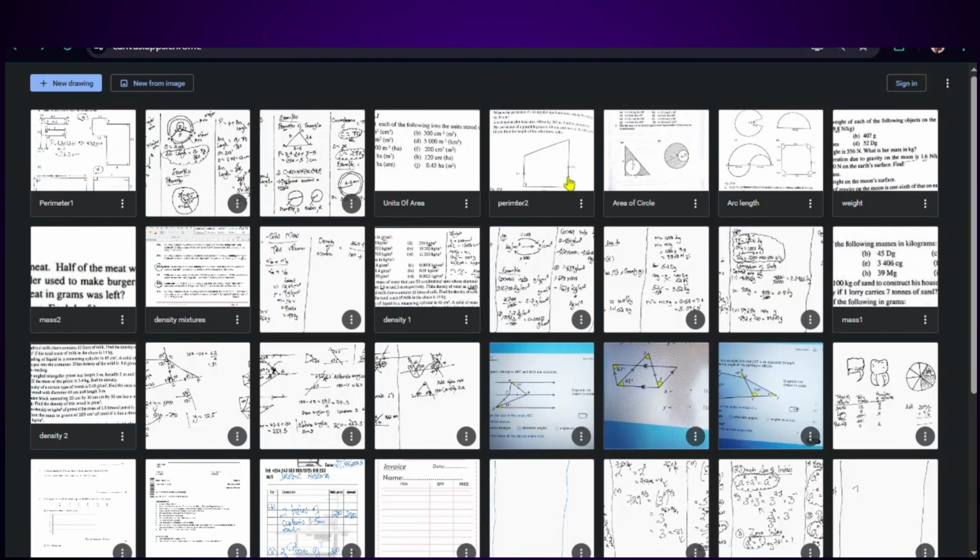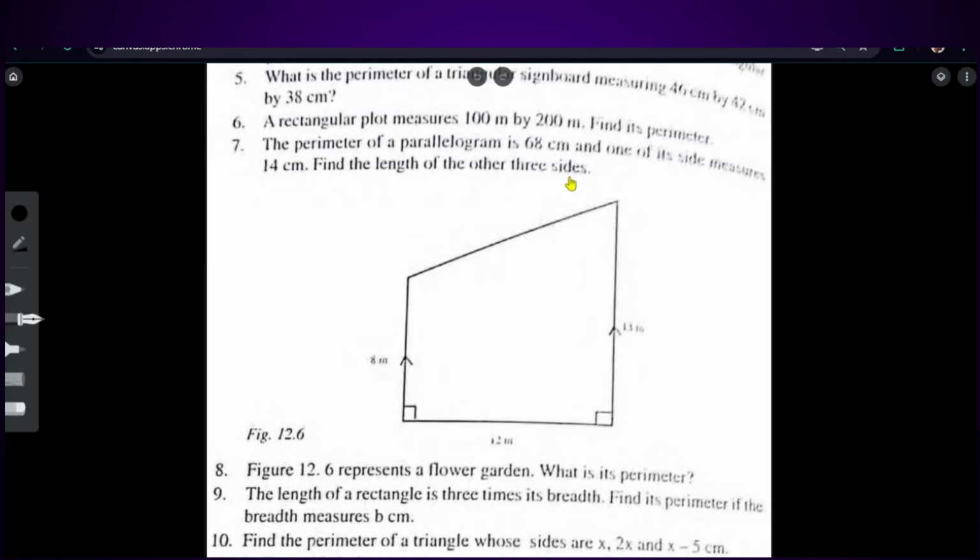Also, attempt one here, a rectangle. You can attempt number 6. You tell me what is the perimeter of this. So you attempt number 6. And those are 3 questions.